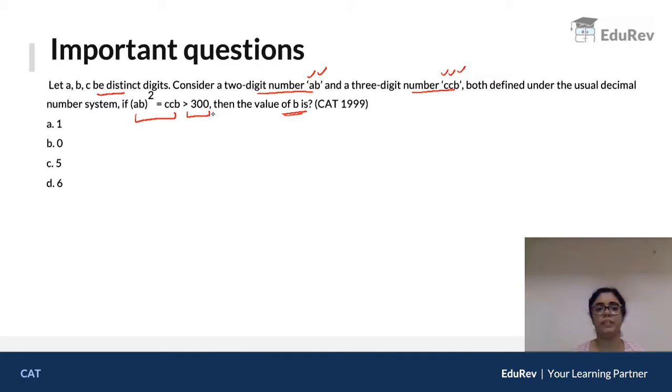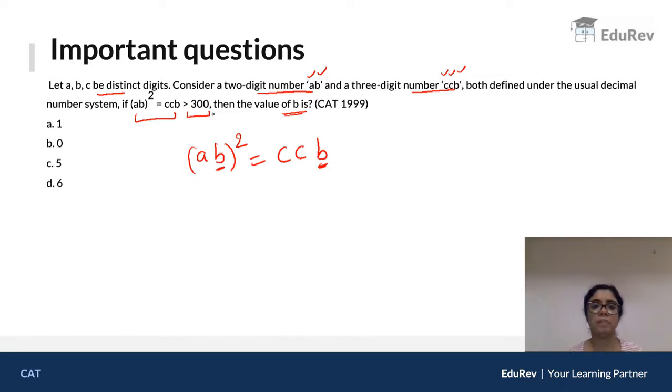ठीक है, B का value कितना है? Now let's understand, they are saying AB the whole square is the same as CCB. ABC are 3 different digits. ठीक है, तो इसका जो यूनिट डिजिट है इसका भी वही यूनिट डिजिट होना चाहिए. When you square a number, whatever unit digit you have, you need to have the same digit here. But you have to find the value of B. What is the value of B?